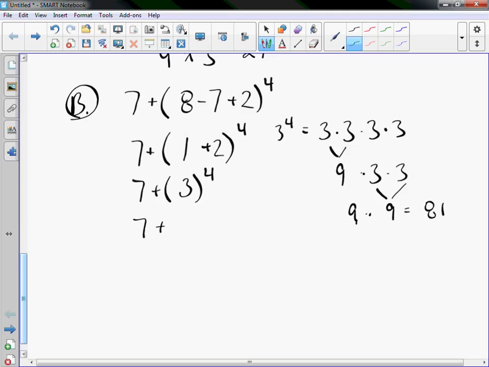So I have 7 plus, I'm going to put an 81 where the 3 to the 4th was. Then I have 7 plus 81, which is 88. That was one of the more difficult ones that you'll encounter.